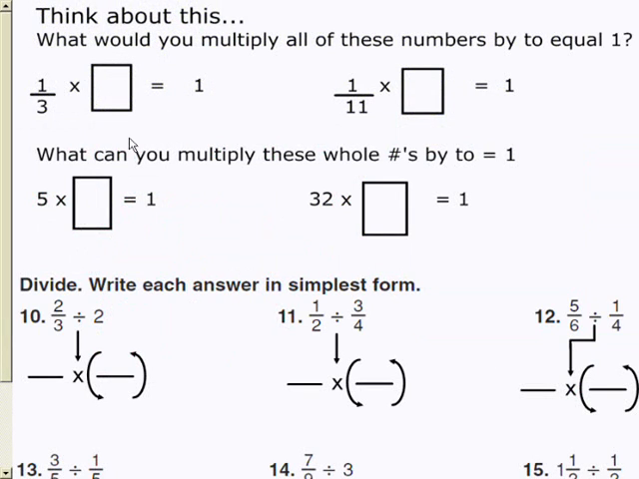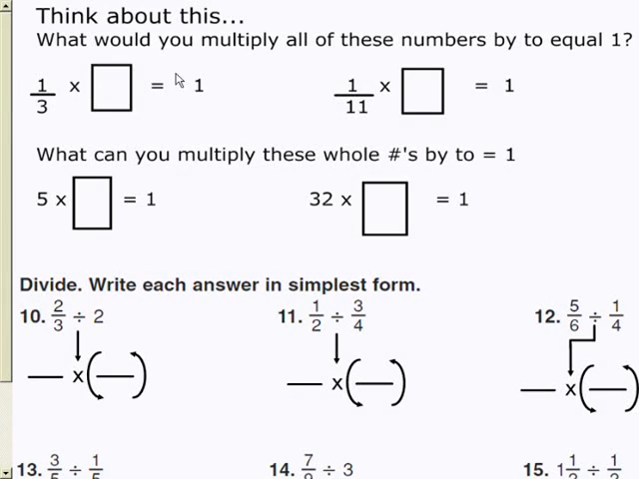Alright, so reciprocal. First I want you to think about this. What would you multiply all of these numbers by to equal 1? So what would cancel out 1/3, or what would be the opposite of 1/3, so that when you multiplied it would equal 1? If you want to pause and think about that for a minute, go ahead and do that. Otherwise, I'm going to go ahead and show you.